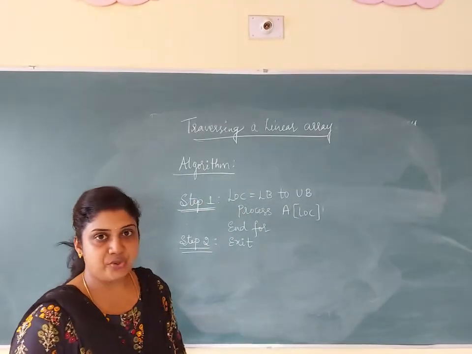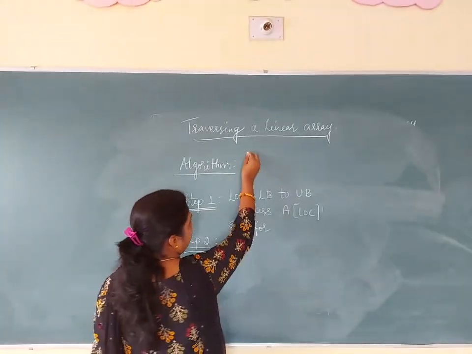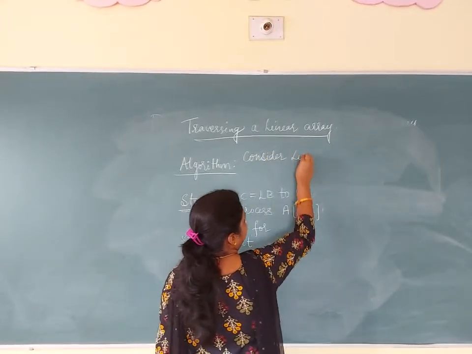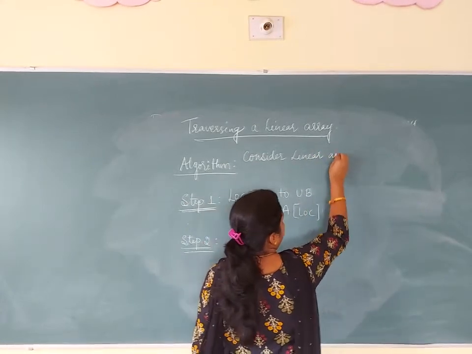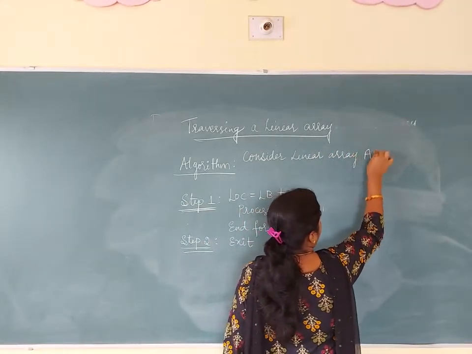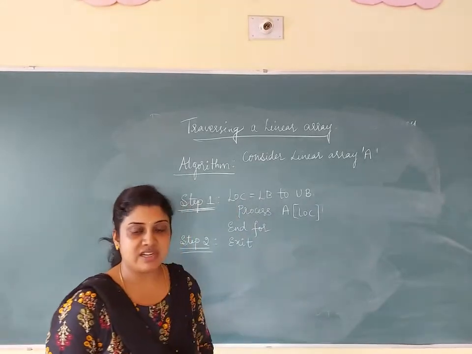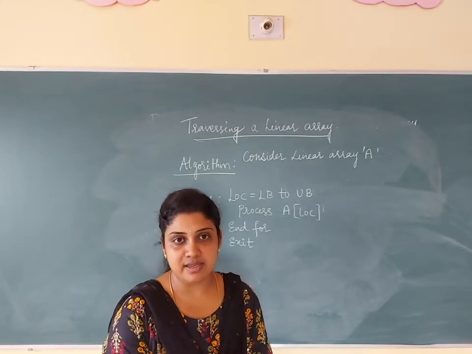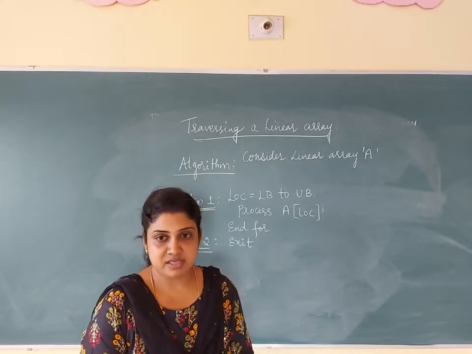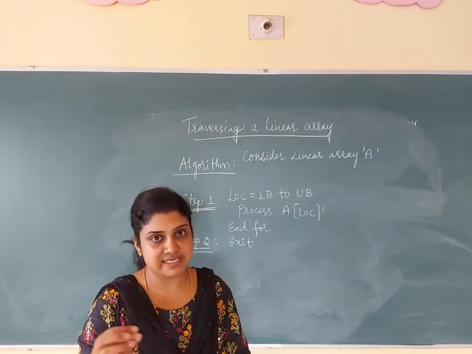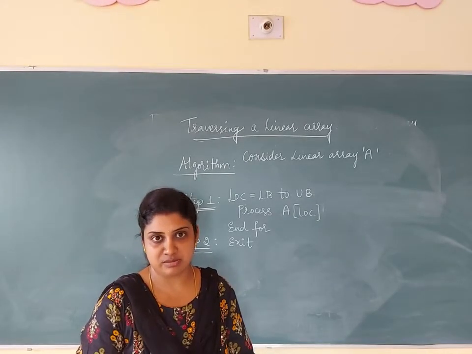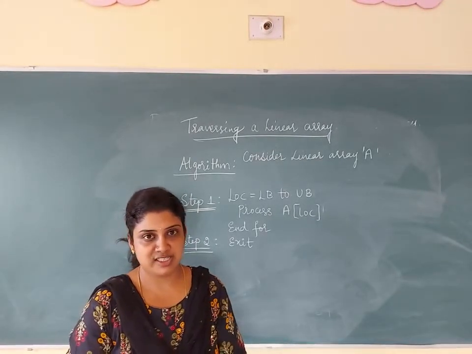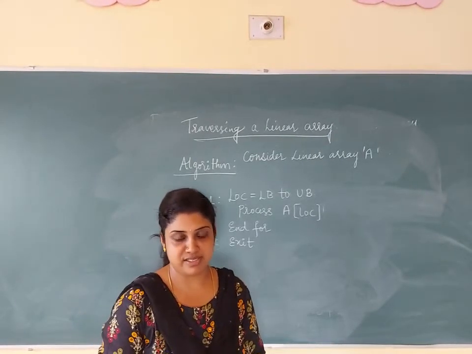What you have to do is consider a linear array A. Here I am taking linear array A; the array name is A. What is meant by linear? Linear means it is a collection of homogeneous elements, the same type of elements it is going to store. For homogeneous elements, you have to use the same name and the same data type.